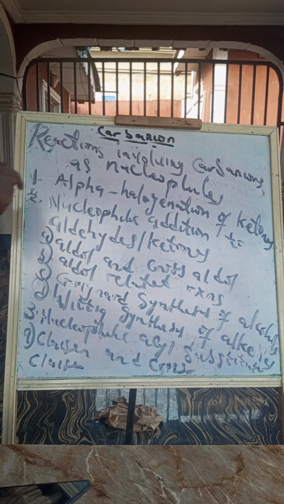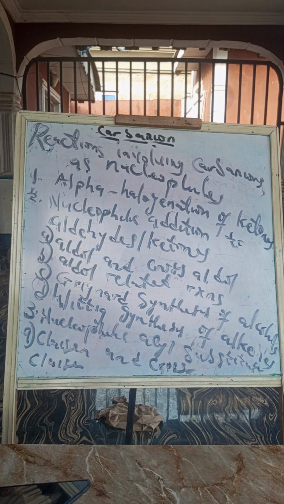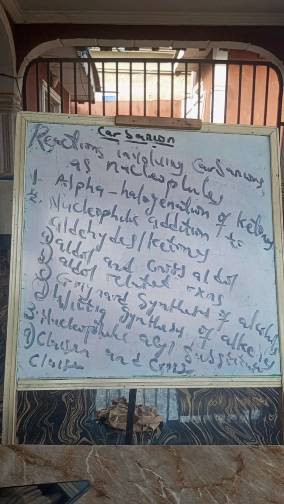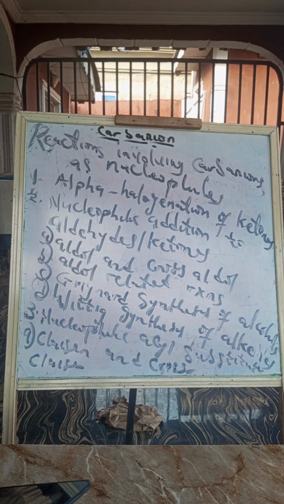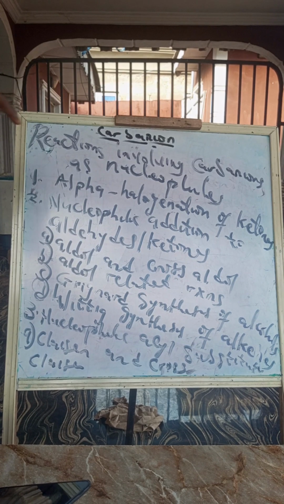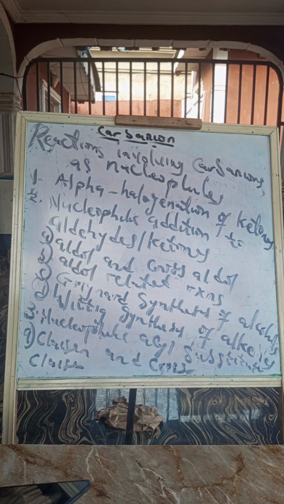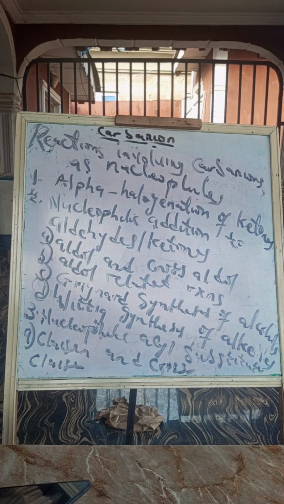Now, these are the reactions involving carbanions as nucleophiles. We have different varieties of reactions that carbanions can undergo. The first one is the alpha halogenation of ketones, that is, the addition of halogens to the alpha carbon. That's the first basic reaction of carbanions. The next one is nucleophilic addition to aldehydes and ketones.